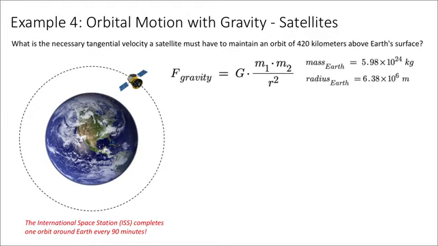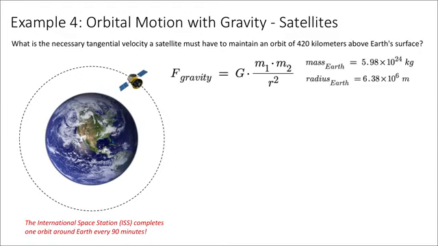Okay, so let's apply this to solve for the necessary tangential velocity a satellite must have to maintain an orbit of 420 kilometers above the Earth's surface. The International Space Station actually orbits at this distance from the Earth's surface, so we'll take a look and see what velocity that satellite would have to have, or does have, to keep doing what it does.